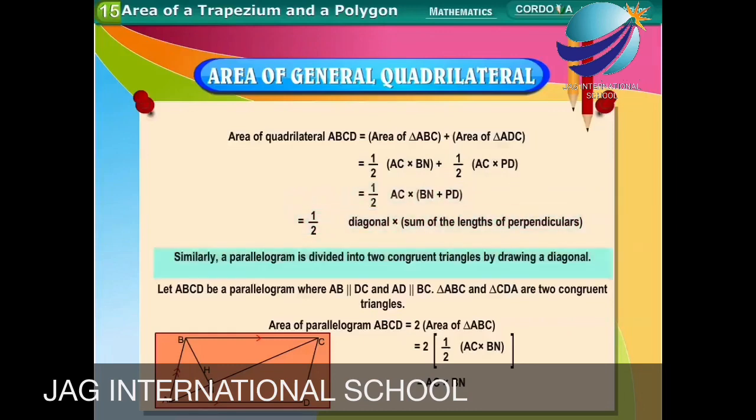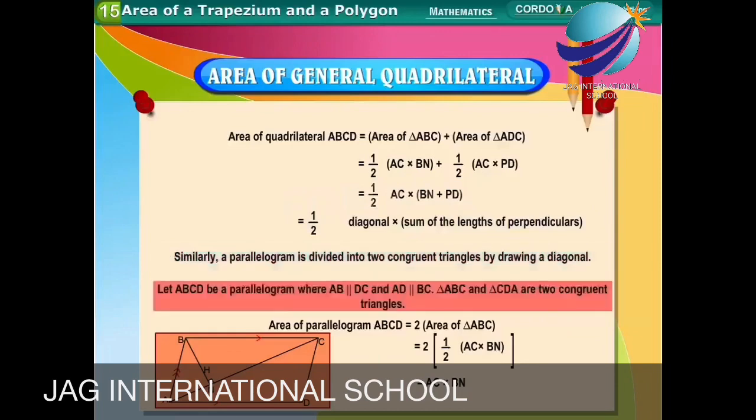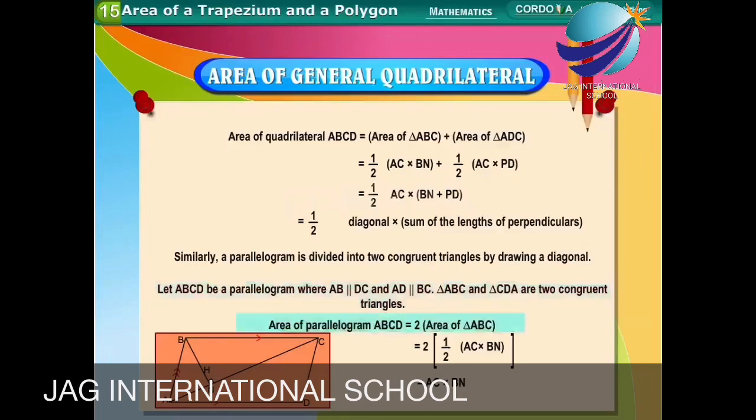Similarly, a parallelogram is divided into two congruent triangles by drawing a diagonal. Let ABCD be a parallelogram where AB parallel to DC and AD parallel to BC. Triangle ABC and triangle CDA are two congruent triangles. Area of parallelogram ABCD is equal to 2 into area of triangle ABC, which is equal to 2 into half AC into BN, which is equal to AC into BN.